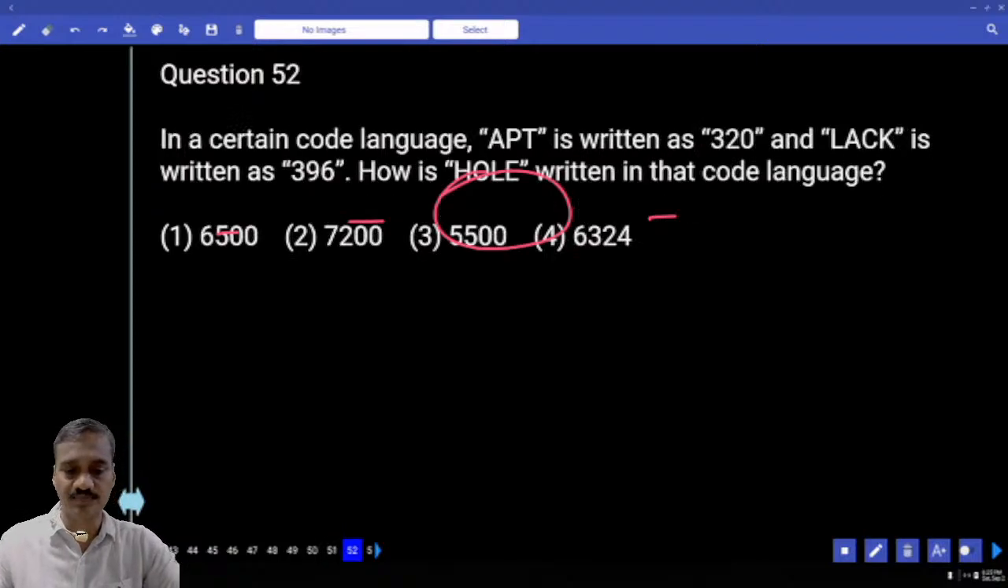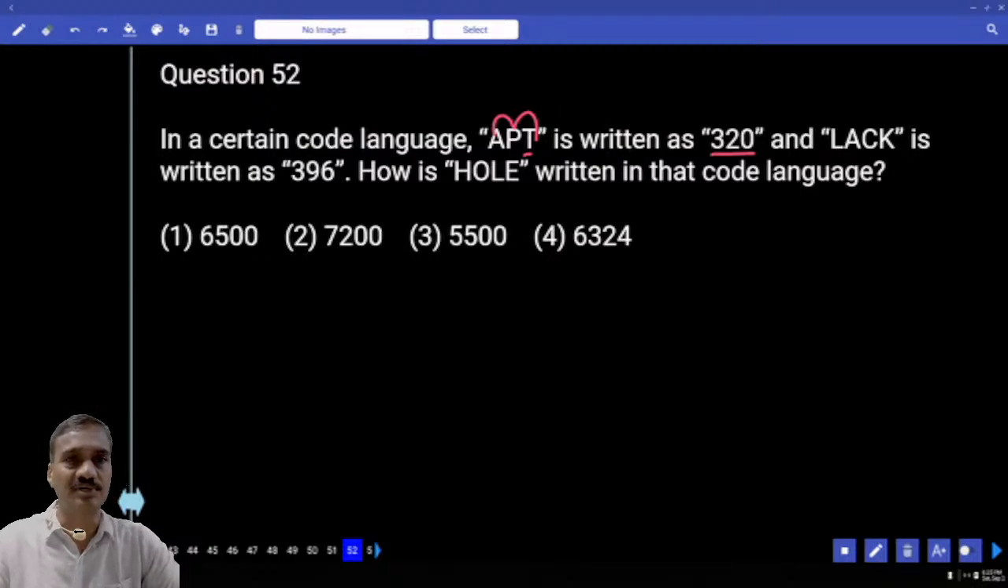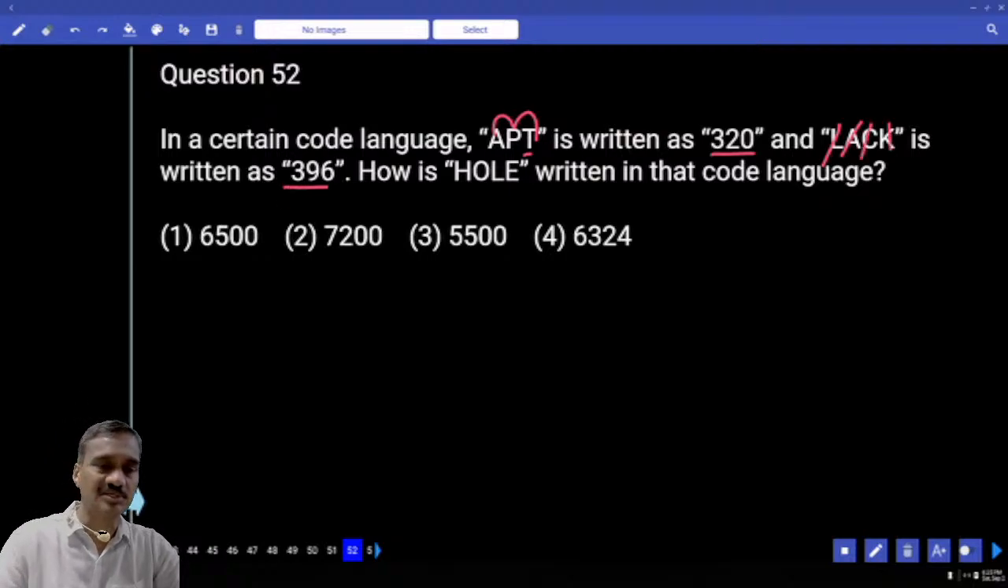And 52. Now here in this one APT is coded as 320. T is 20, so 20 into 16 into 1 is 320. It is the product of the place values of the letters. And here 12 into 1, 12; 12 into 3, 36; into 11, 396.